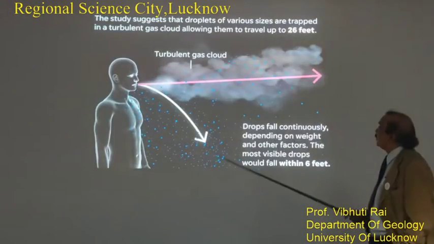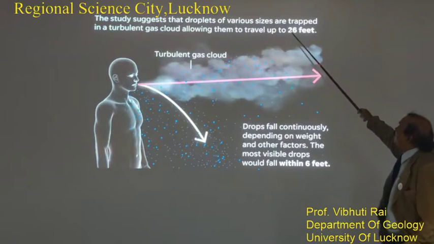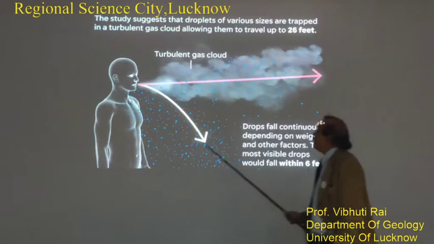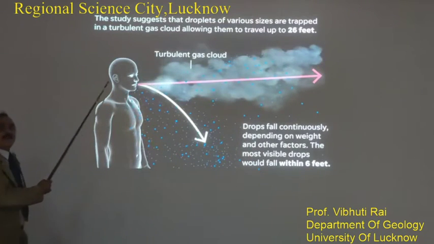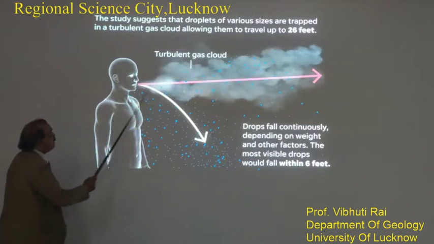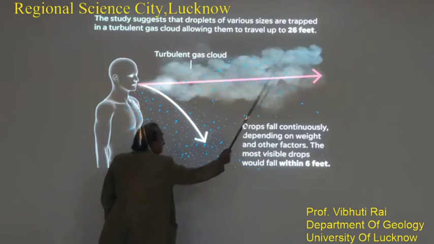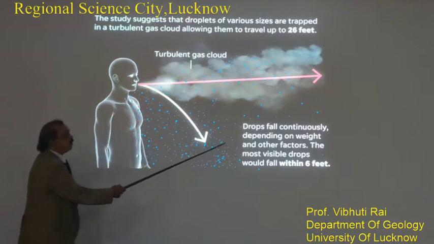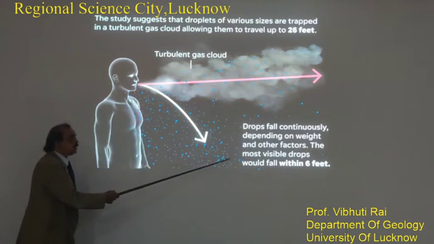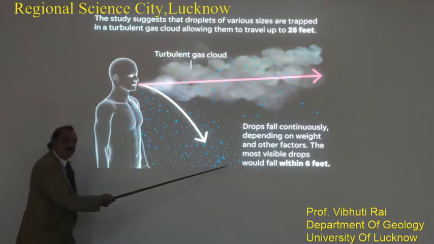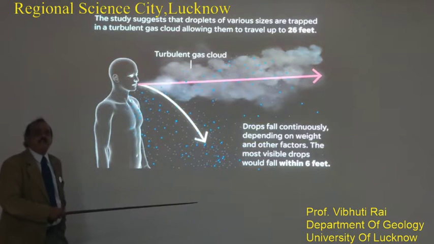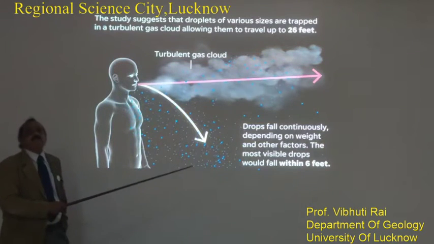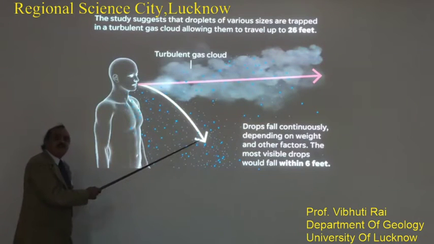Next please. The study suggests that droplets of various sizes are trapped in a turbulent gas cloud, allowing them to travel up to 26 feet. These are the aerosols, and this turbulent gas cloud can actually go as far as here. These drops fall continuously depending on weight and other factors. The most visible drops would fall within 6 feet. So the physical distance of 6 feet has been taken to be one of the preventive measures where the major viral load can actually be avoided.